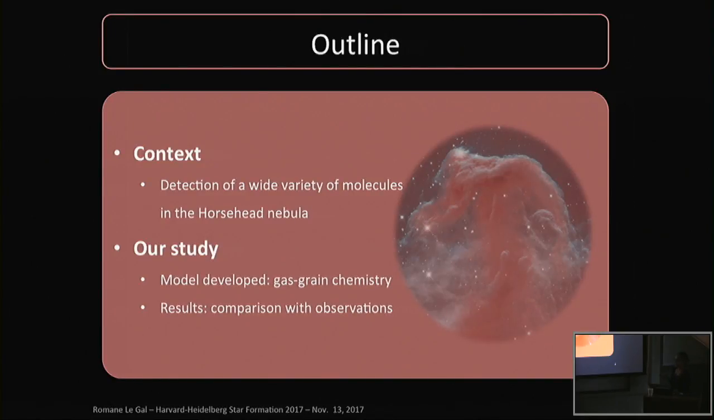And so from this observational data that has been published, we developed a gas-grain chemistry model, a time-dependent model, in order to understand the distribution of these molecules in the Orion Bar, and also the abundances that were derived from the observations. And so I'm going to present how our results can be compared to the observations.